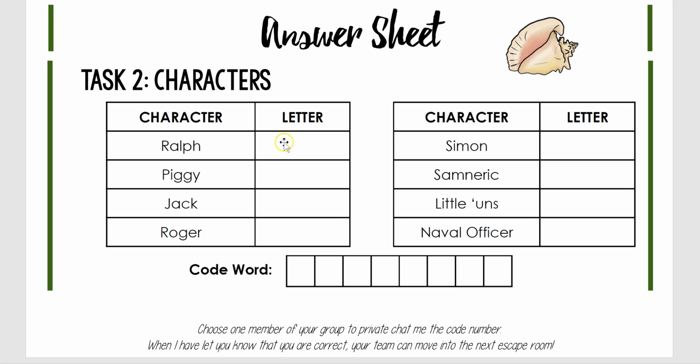So then, on this chart here, you're going to fill in which letter goes with each character to create your code word. Once you have your code word, write it down, pay attention to it so you can turn it in for your exit ticket, and then you've escaped the room, and we have one more room to escape before we escape the island.